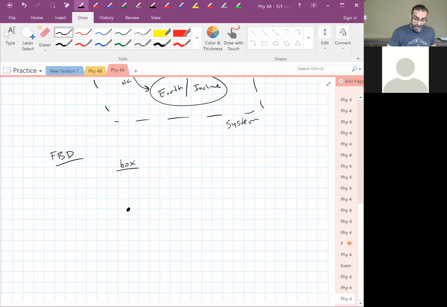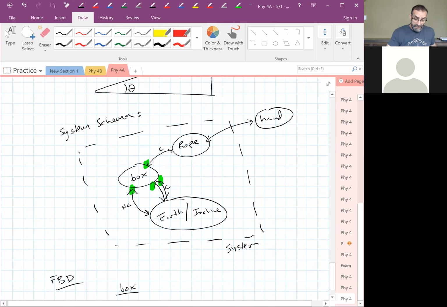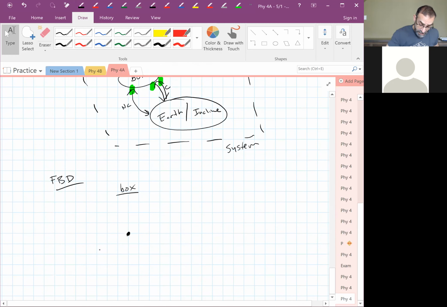Okay, so my surface is doing this, right? Sometimes it's convenient to sketch where the surface is. All right, so what's happening here? The box, what's touching the box?